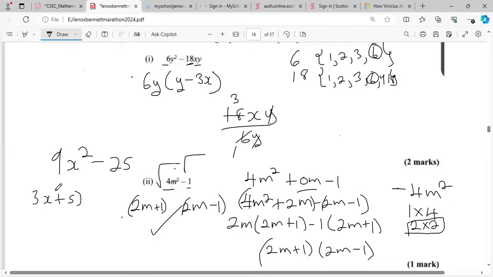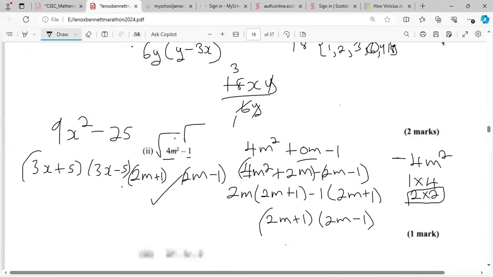So you just find the square. The numbers are basically square numbers, so you just find the square root of them. Or you can look at it and say, what number multiplied by itself gives you that? What number times itself gives you 9x squared? Only 3x, right? What number times itself gives you 25? Only 5. And that's it basically.